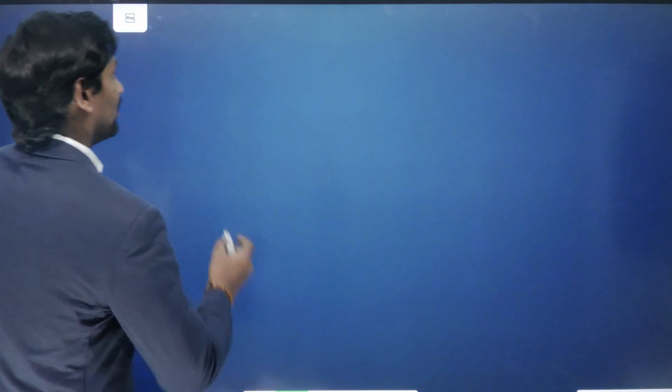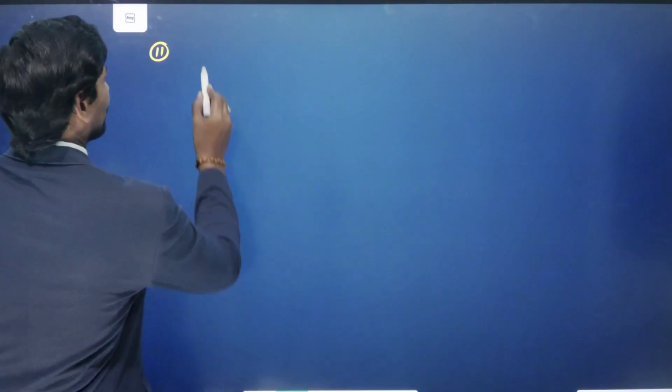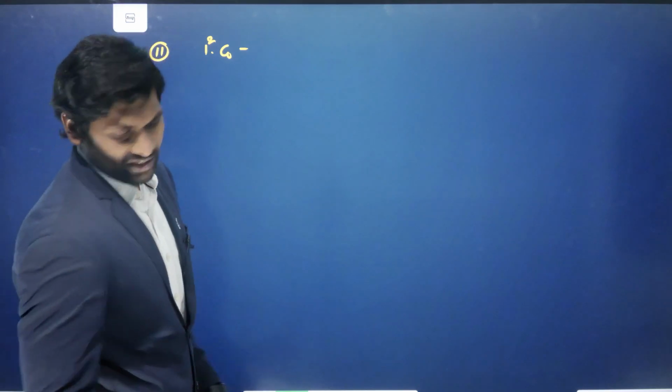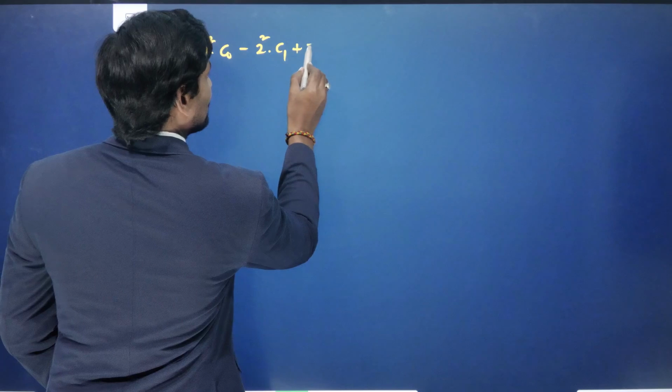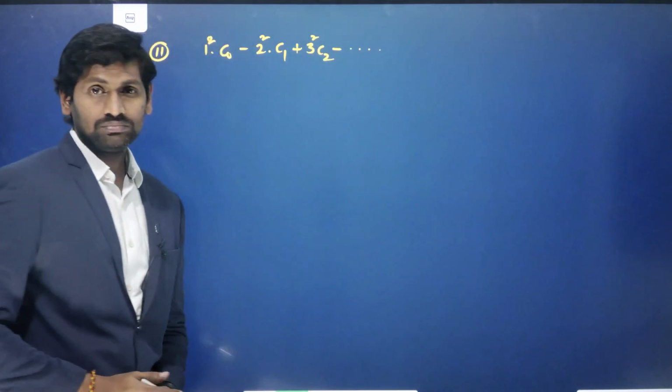Right, so we are going to continue the problems. It is the 11th problem from that exercise, which is given as 1 square into C naught minus 2 square into C1 plus 3 square into C2 minus, and so on. All the terms are given.